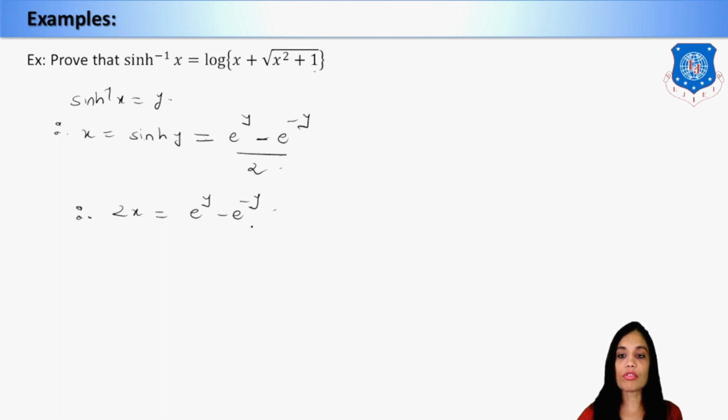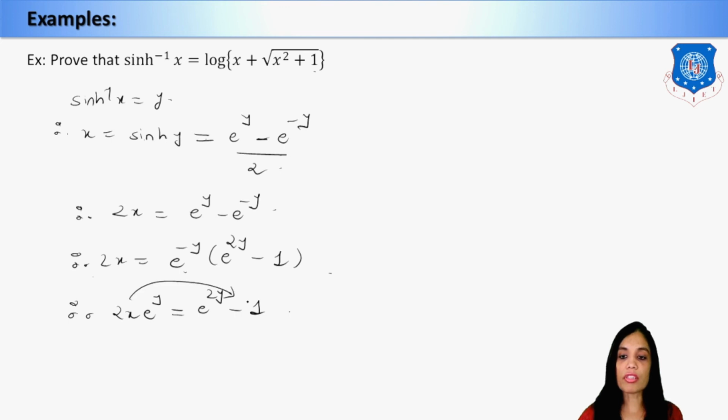Now take this e raised to minus y common. So we will have 2x as e raised to minus y into (e raised to 2y minus 1). So finally take this also on this side. So 2x e raised to y is equal to e raised to 2y minus 1. Now bring this on this side. Therefore we will get one quadratic equation in the form of e raised to y. So e raised to 2y minus 2x e raised to y minus 1 is equal to 0.